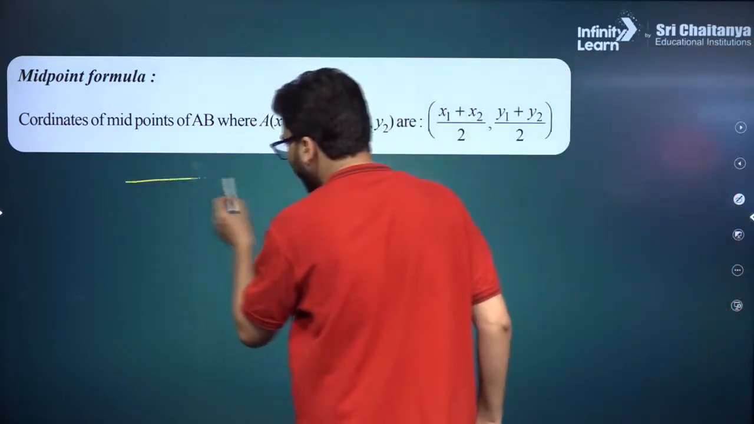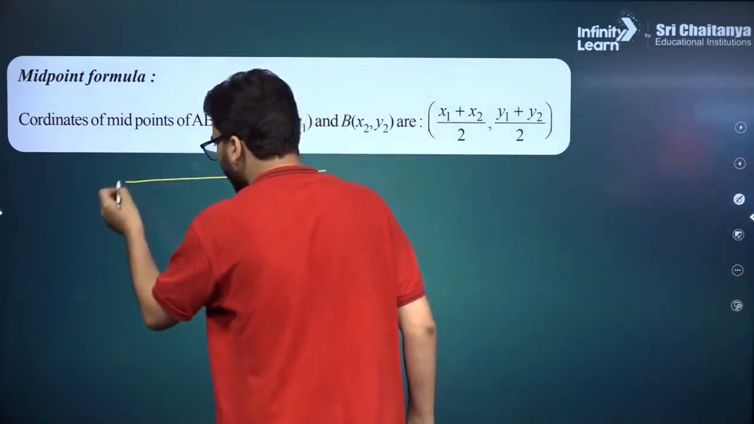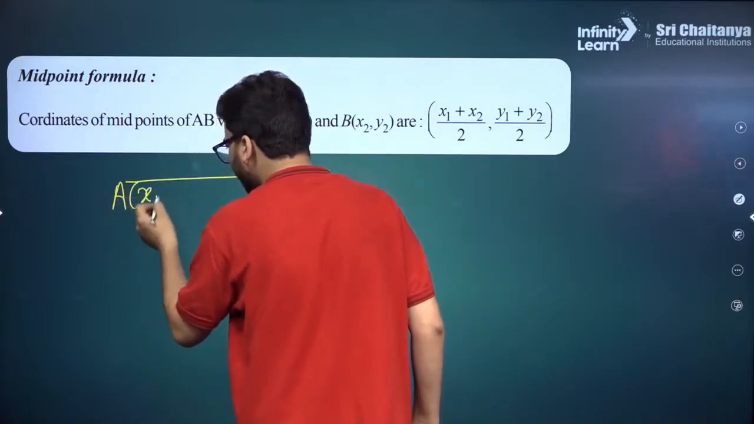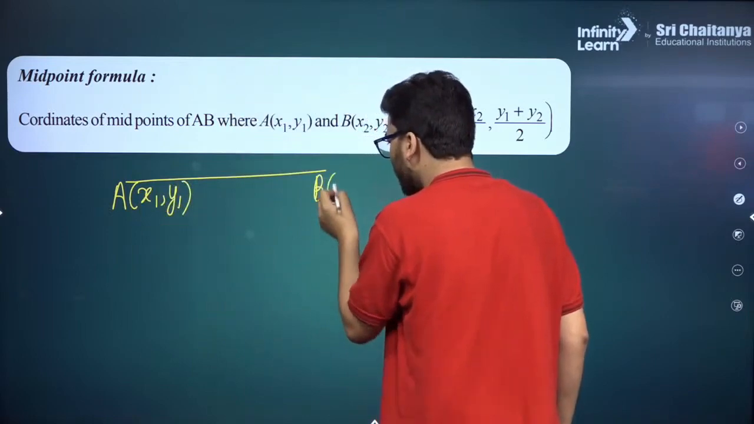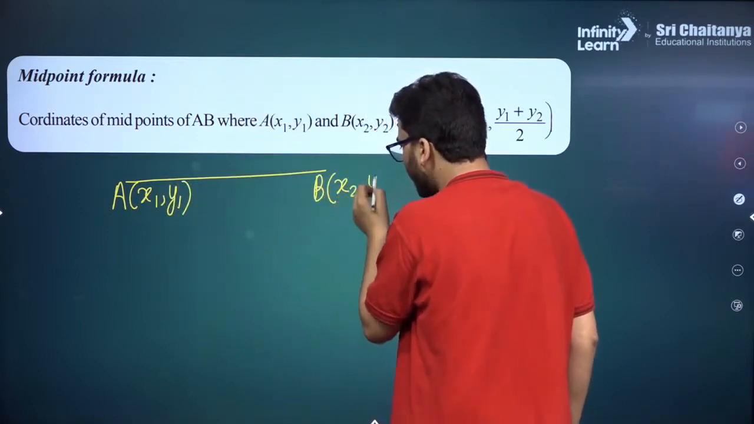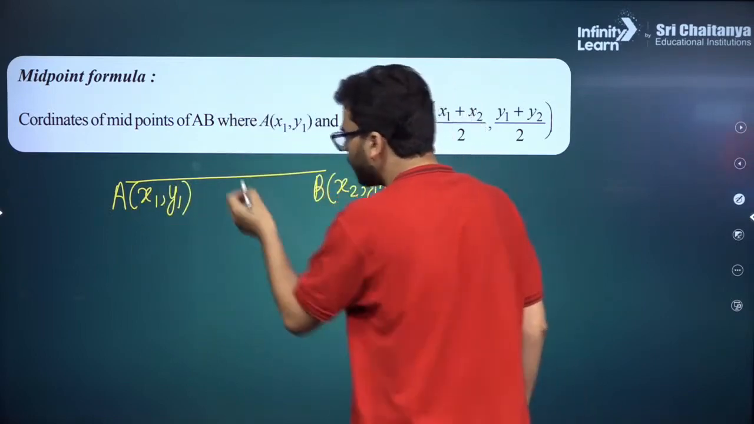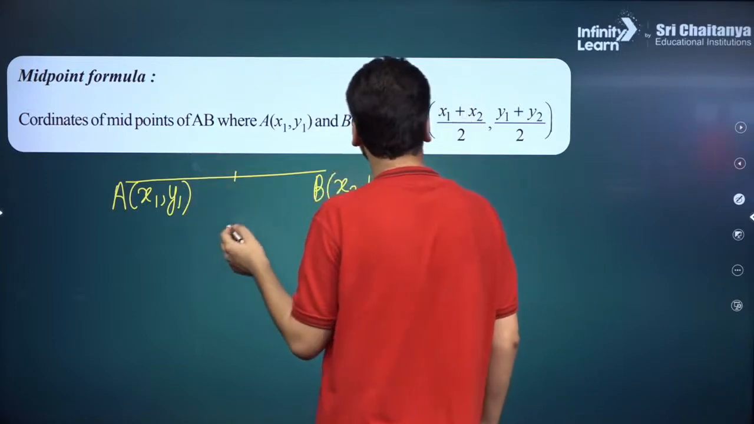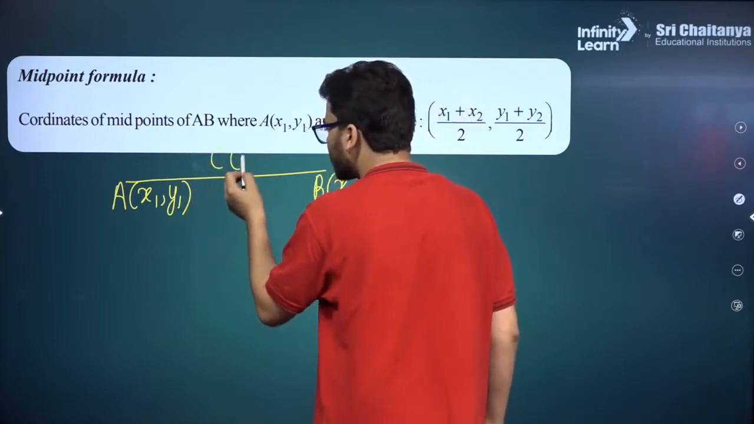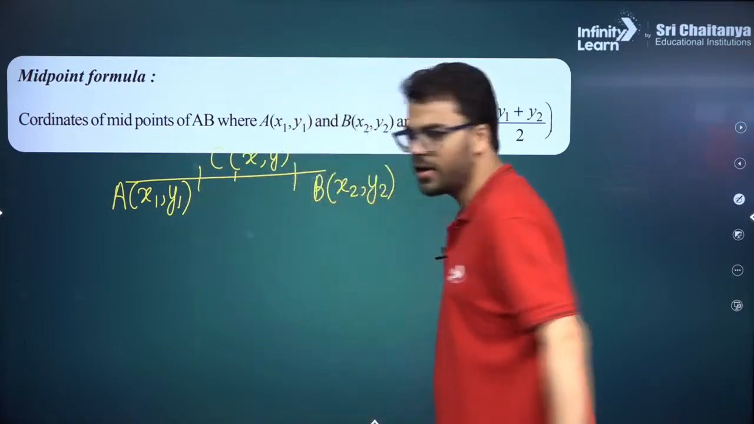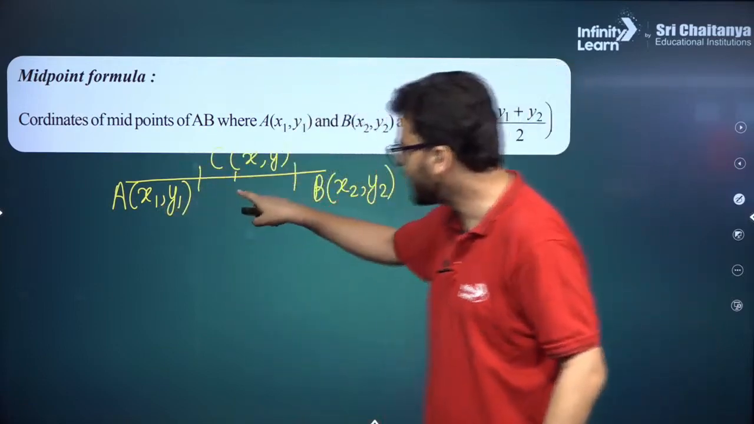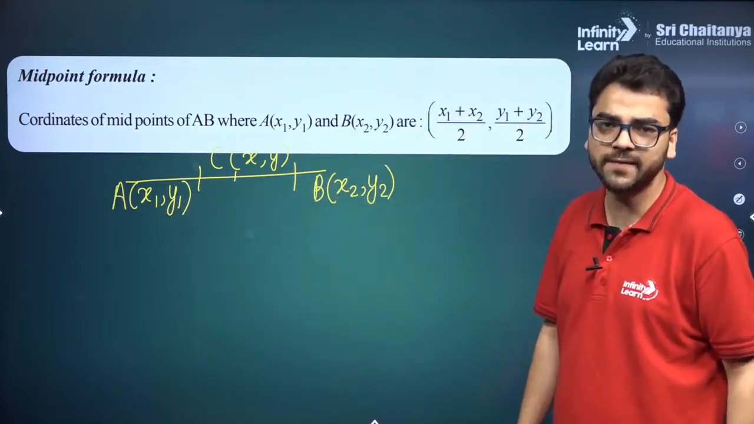Basically, if you have got a line segment like this, A(x1, y1) and B(x2, y2) over here. If you want to find the coordinates of the midpoint, suppose it is C(x, y) over here, right? You want to find the coordinates of the midpoint. Midpoint, you understand that AC is equal to CB.